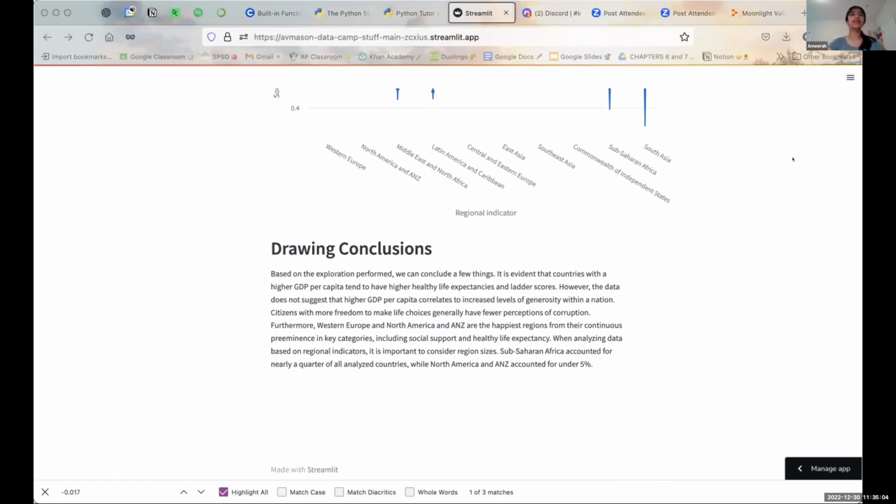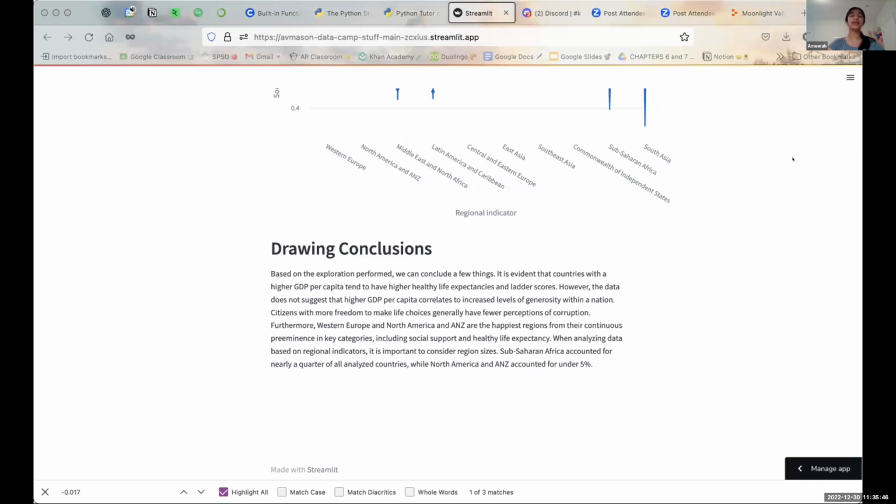So to sum it all up, based on the exploration performed, we can conclude a few things. It is evident that countries with a higher GDP per capita tend to have higher healthy life expectancies and ladder scores. However, the data does not suggest that higher GDP per capita correlates to increased levels of generosity within a nation. Citizens with more freedom to make life choices generally have fewer perceptions of corruption. Furthermore, Western Europe and North America and ANZ are the happiest regions from their consistent performance in key categories, including social support and healthy life expectancy.